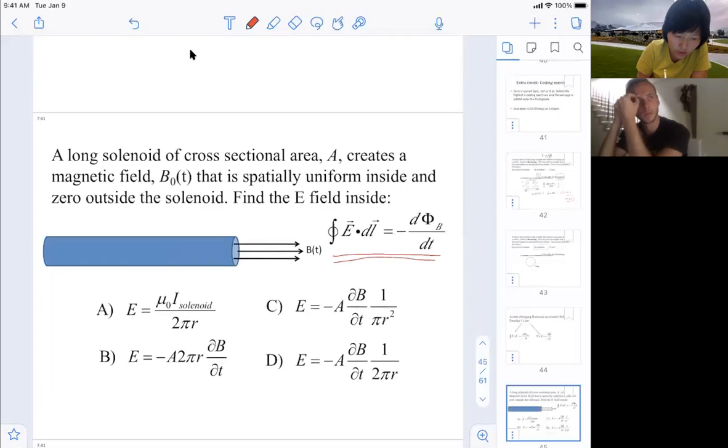So how do we go about doing this? How can you further expand upon this equation? Which one of these would be a correct expansion of this equation? How do we calculate E? Okay, so I'm going to let you go ahead and discuss this before we come back to vote on this.